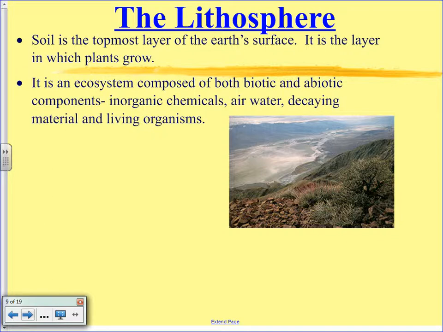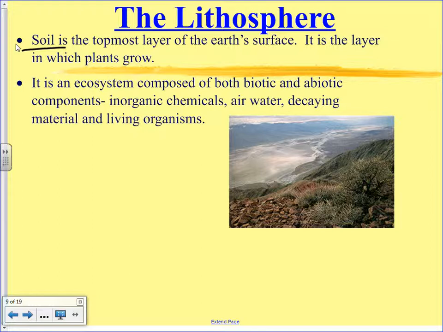The topmost layer of it is called the soil, and that's where plants can grow. What's soil made out of? What's dirt made out of? It's made out of dirt. Well, it's actually decomposed, partially broken down rock. The soil that we grow things in here is the result of rocks breaking down slowly over time.